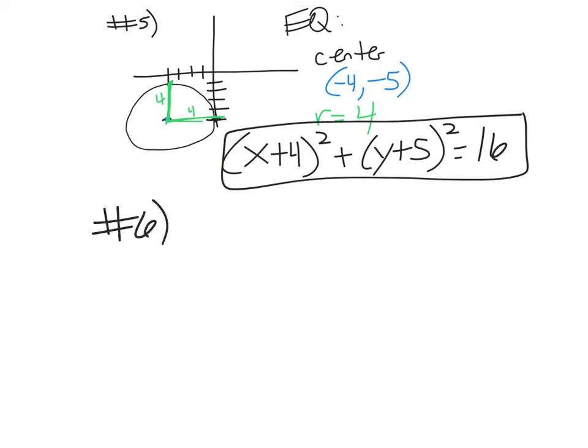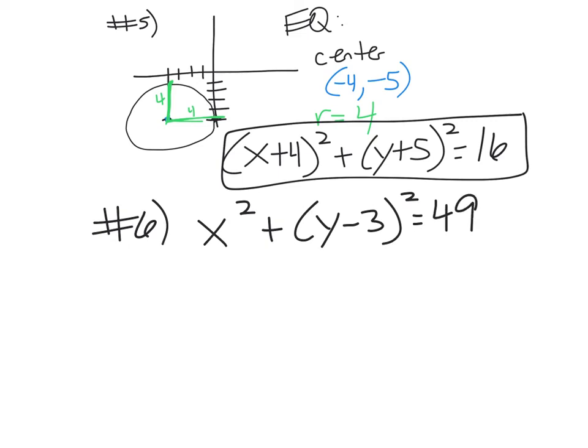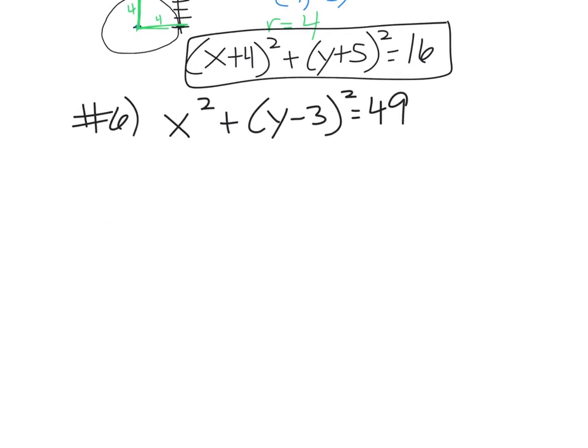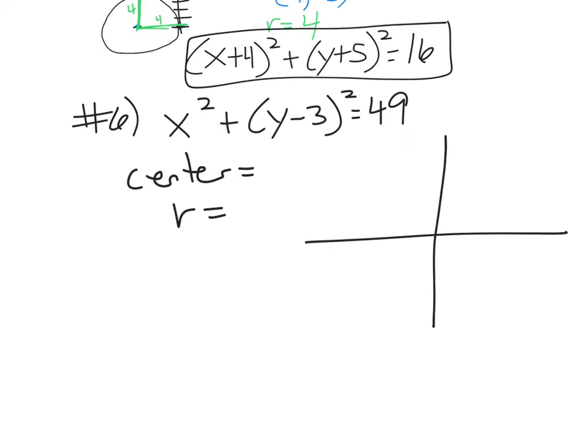Okay, suppose that you have this now. X squared plus y minus 3 squared equals 49. I want you to find the center, the radius, and I want you to graph. All right, I'm going to let you try this one.